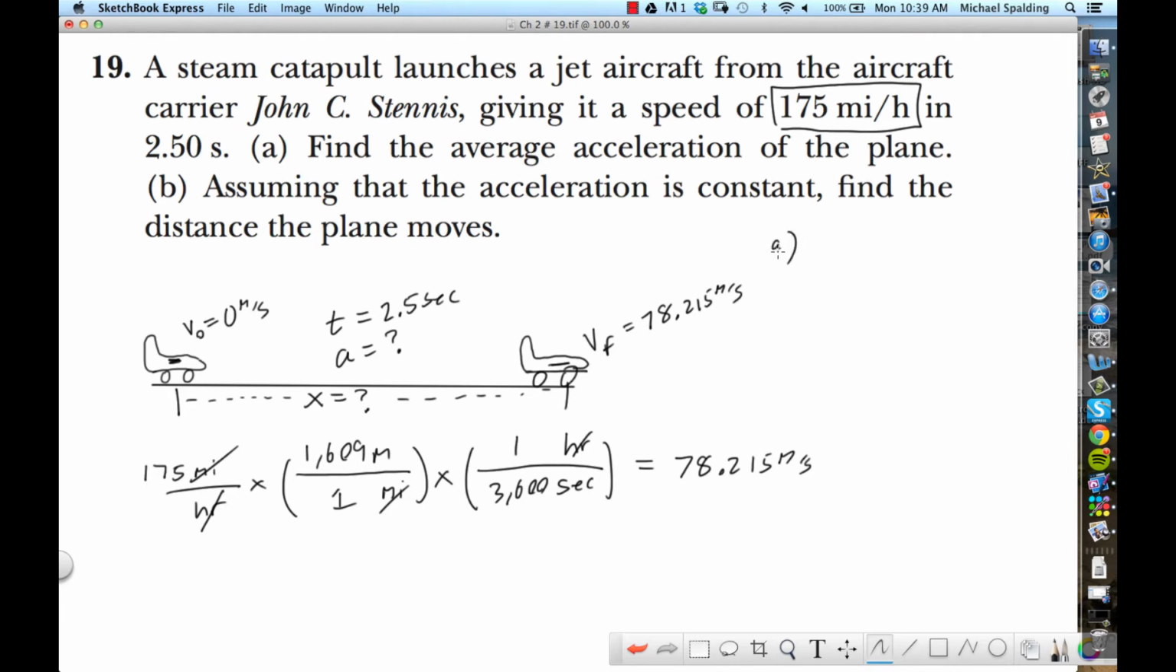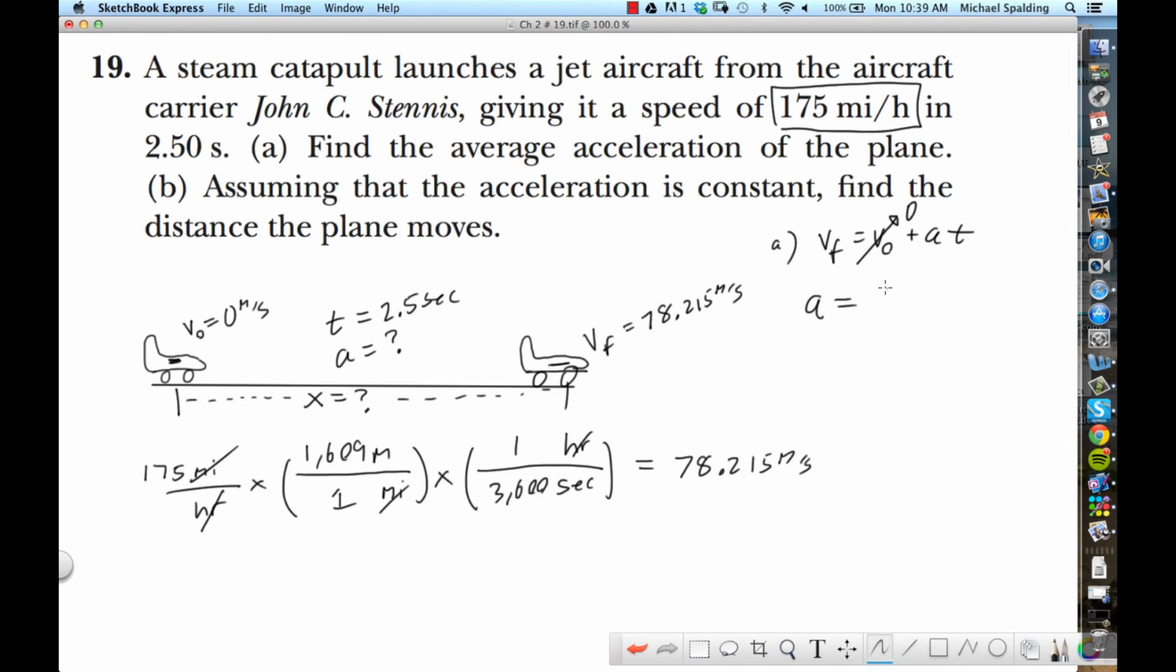Okay, so first thing we're finding is the average acceleration of the plane. So the motion equation that's going to do it, I would use, let's see, with the information we have, we're going to go VF equals V initial plus AT. Is that going to work? Yep. So what's V initial? 0, so we can cross that out. Don't plug the numbers in yet. Plug the numbers in after you've done the algebra.